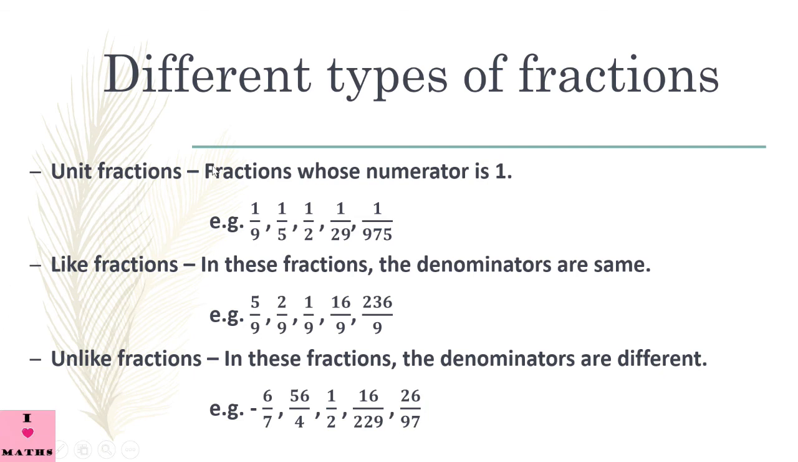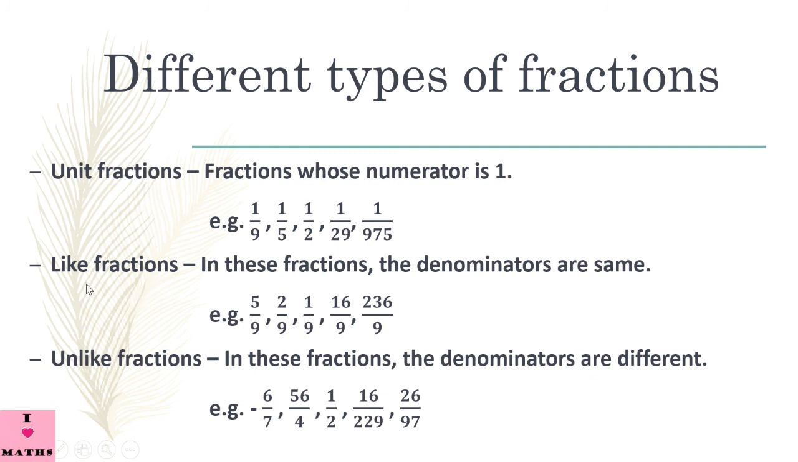Now unit fractions. The fractions whose numerator is 1. For example, 1 upon 9, 1 upon 5, 1 upon 2, 1 upon 29, 1 upon 975. In all these fractions, the numerator is 1. So these fractions are called unit fractions.